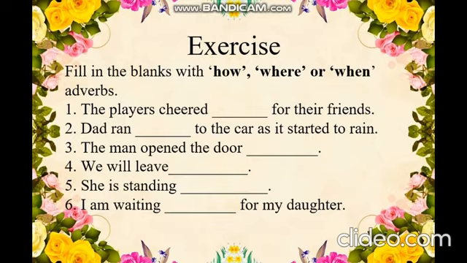Now let us solve this exercise with the kinds of adverbs how, where, or when. The first sentence is, the players cheered dash for their friends. The answer is loudly, and this is a how adverb. Number 2 sentence, Dad ran dash to the car as it started to rain. The answer is fast, and this is also a how adverb. Children, now try rest of the sentences yourself using appropriate kind of adverbs.